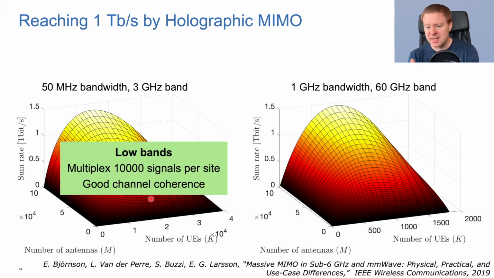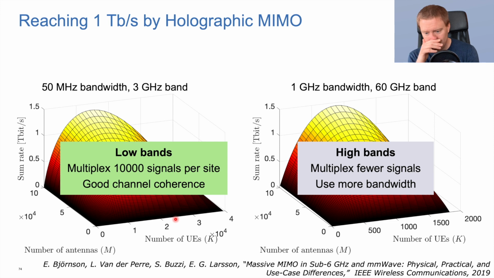If we go up to the 60 GHz band, use 1 GHz of bandwidth instead, well, then we still need to get a 1000 as our spectral efficiency, and we can achieve that yet again by having many antennas and serving many users, but not the same number. So we multiplex fewer signals, we use more bandwidth, but we still need to beamform, we still need to multiplex users. So holographic MIMO can be utilized in all these cases to push up the data rate.